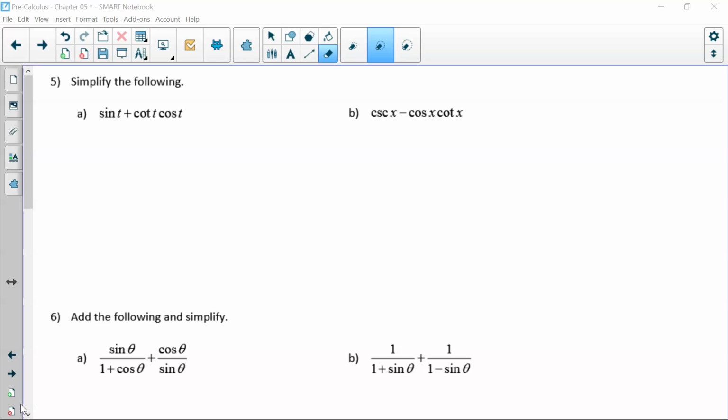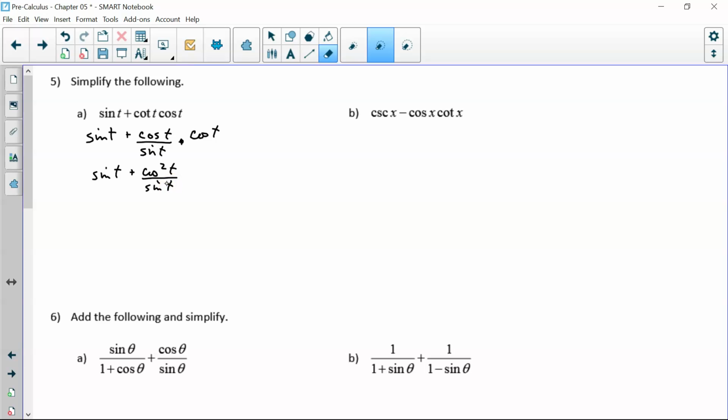I can't factor anything out here, but I can rewrite. And I have that cotangent. So what I can do is I can put sine of t plus, now cotangent is the same as cosine t over the sine of t, times the cosine of t. So what that gives me is the sine of t plus cosine squared t over sine of t.